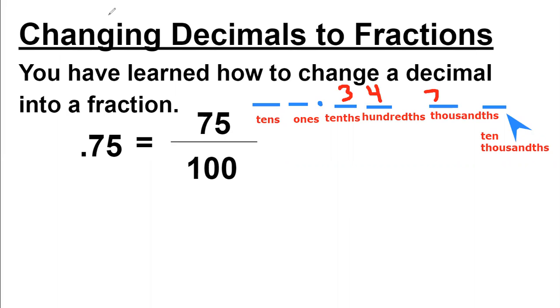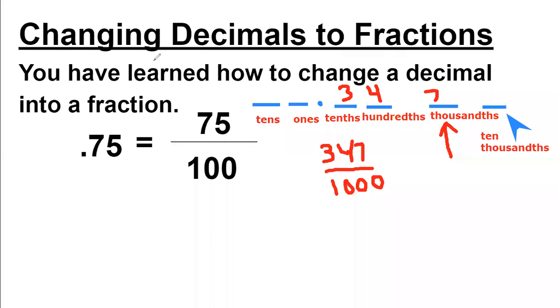0.347. Right, it would be 347, and then what place did it land in? It landed in the thousands. So 347 thousandths. If you were going to write that as a fraction, then you would write 347 over what number? Right, 1,000. So that's how decimals work when you put them into a fraction.